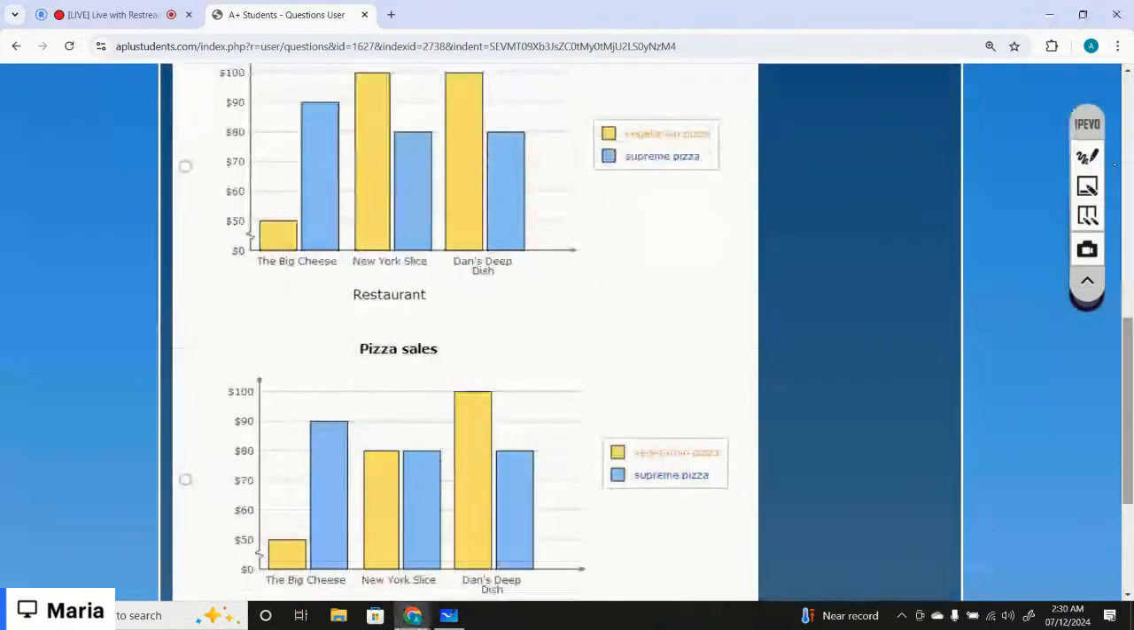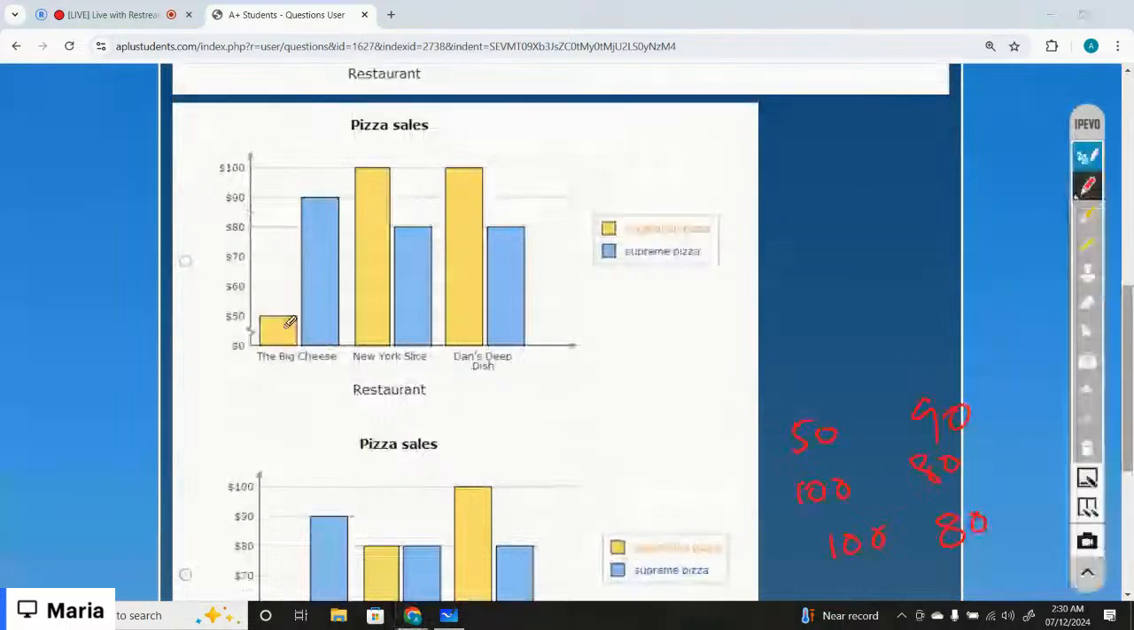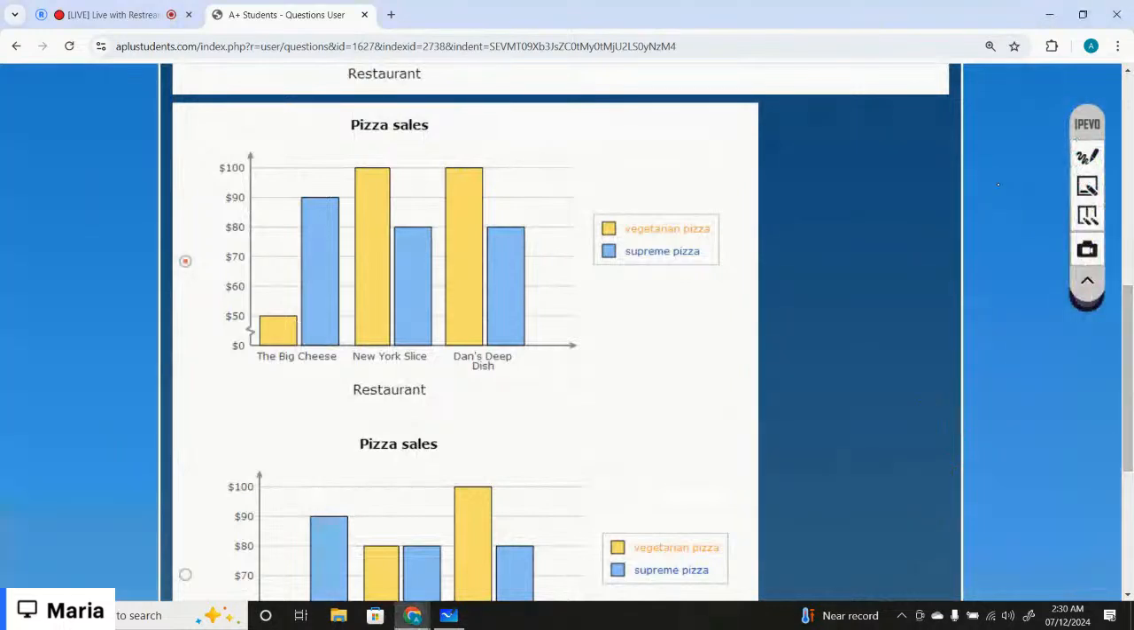Option number 1 is the correct option. You can see the values: 50 and 90, 180, 180. Option number 1 is the correct option.